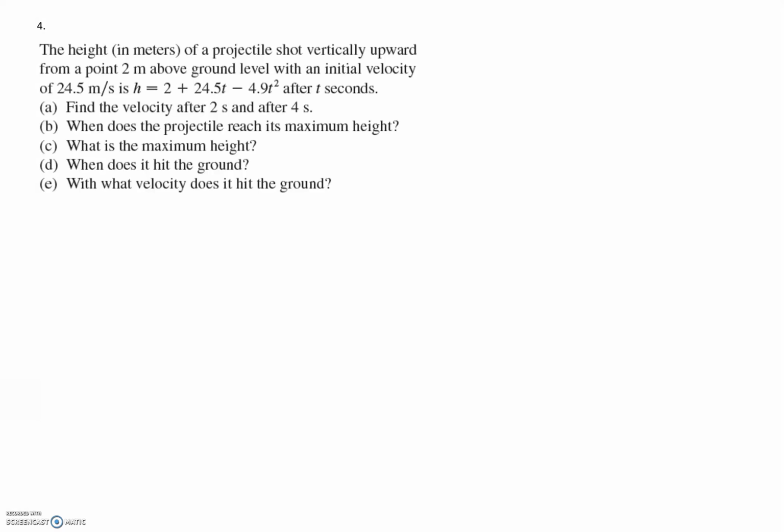The height in meters of a projectile shot vertically upward from a point 2 meters above the ground level with an initial velocity of 24.5 meters per second is given by this equation. So that's the height. Height is in meters and time is in seconds. Find the velocity after 2 seconds.